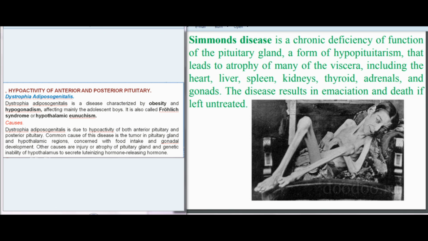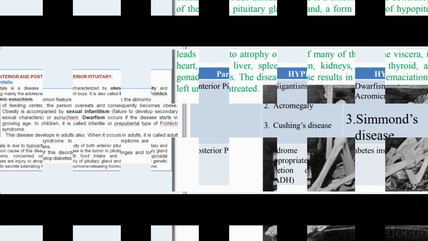Causes. Dystrophia adiposogenitalis is due to hypoactivity of both anterior pituitary and posterior pituitary. Common cause of this disease is the tumor in pituitary gland and hypothalamic regions, concerned with food intake and gonadal development. Other causes are injury or atrophy of pituitary gland and genetic inability of hypothalamus to secrete luteinizing hormone-releasing hormone.